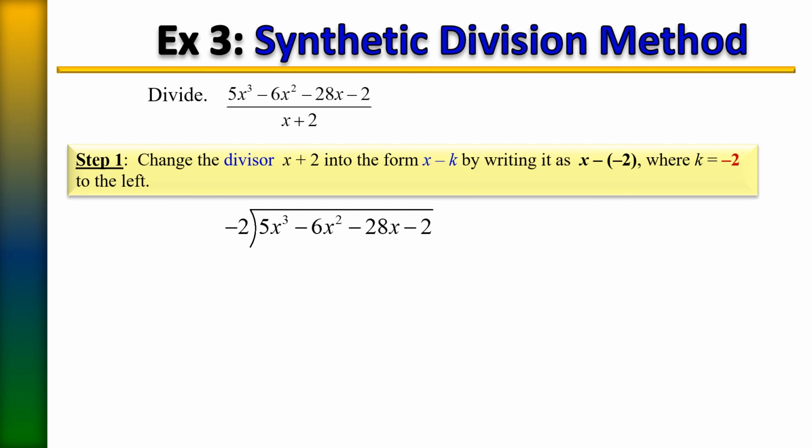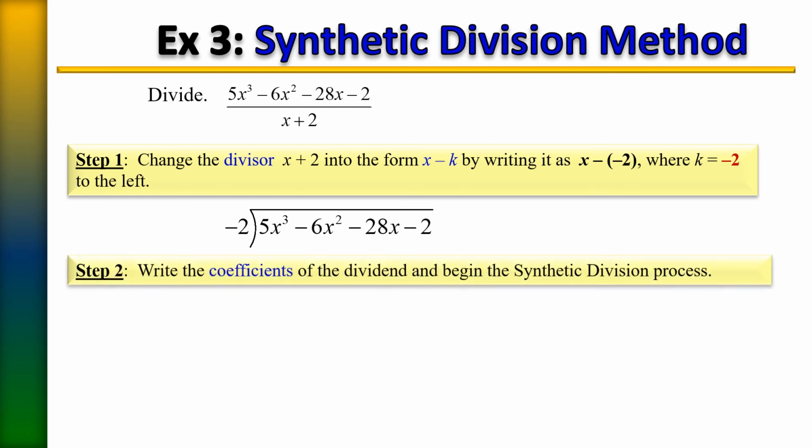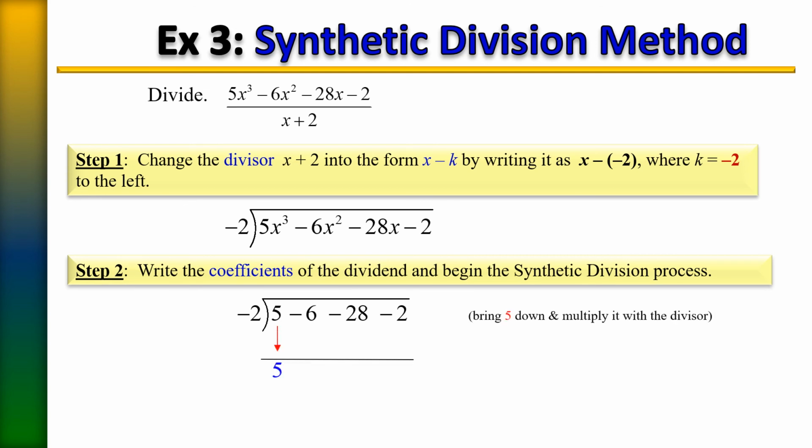Next, we want to drop all of our variables, because recall with synthetic division we need only the coefficients. And now we're ready to start the process. Step 1 is to bring down that first term farthest to the left, so we're going to bring down a 5. Multiply that with -2, the divisor there, to get -10. Combine these two numbers, the -6 and the -10, to bring down a -16.